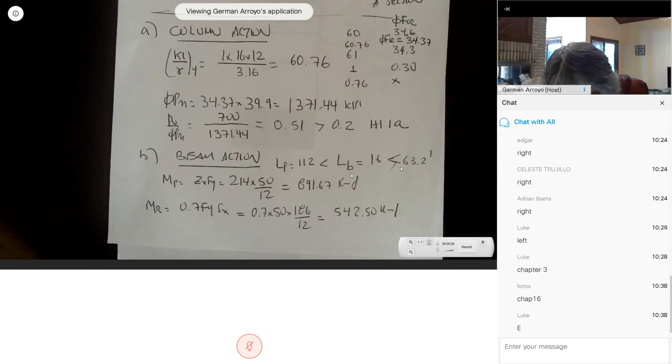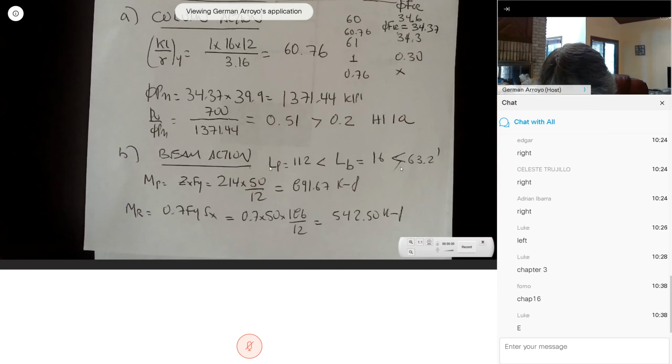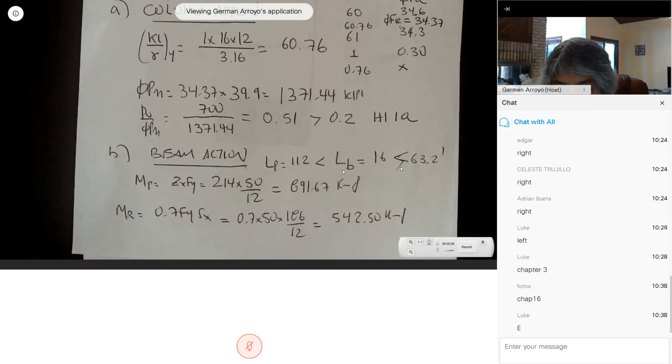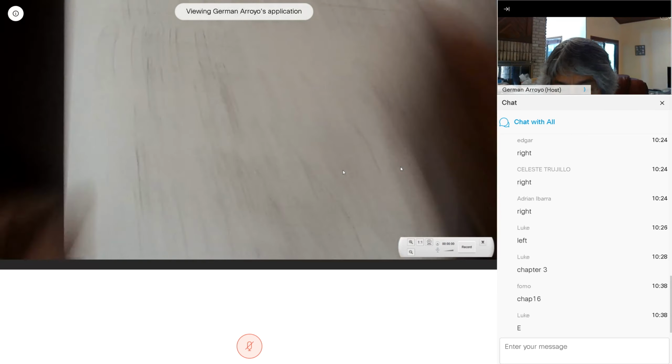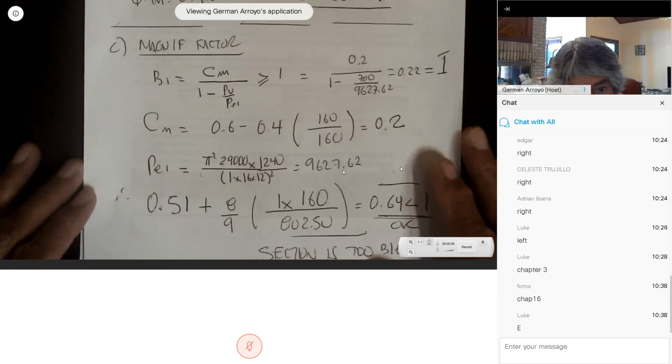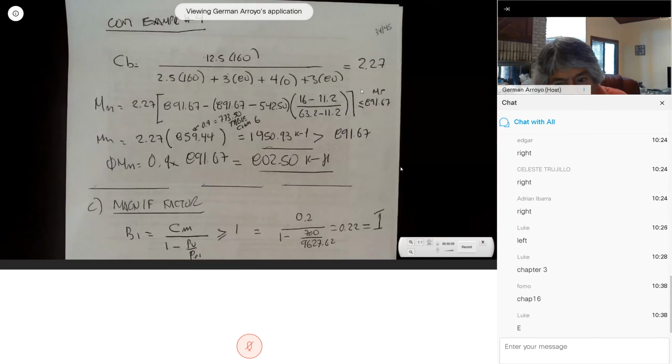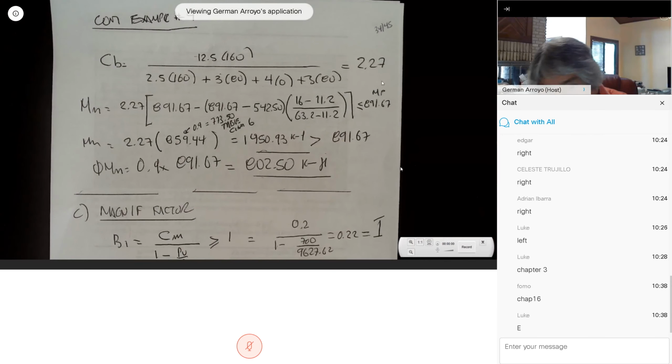Since our value of 16 is larger than Lp but less than Lr, we have to compute Cb, and I want you to compute Cb. The lateral torsional buckling modification factor Cb is 2.27. You know that 2.27 is large. So probably whenever you look at this number, you know phi Mn is going to be equal to phi Mp. So in our equation, this is Mp, this is Mr, all of this multiplied times the unbraced length minus Lp over Lr minus Lp, and all of this has to be smaller than Mp.